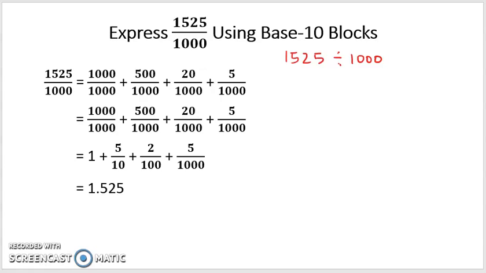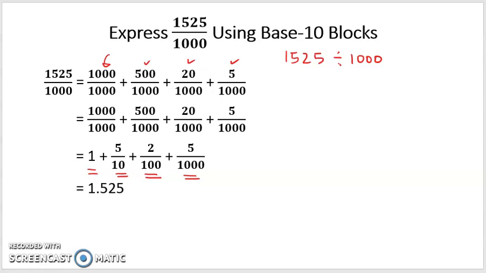So let's write this in expanded form and simplify. 1,525 is 1,000 over 1,000, plus 500 over 1,000, plus 20 over 1,000, plus 5 over 1,000. Now, we can actually simplify that. So 1,000 over 1,000 is 1. 500 over 1,000 is 5/10. 20 over 1,000 is 2 over 100. And 5 over 1,000 is just 5 over 1,000. You can't simplify it any more than that.